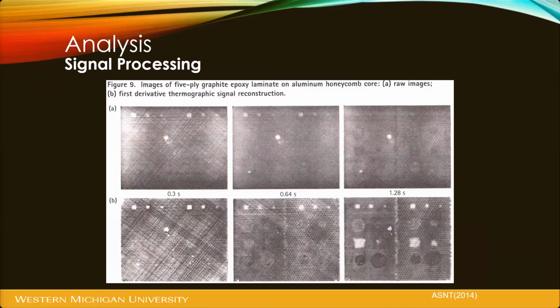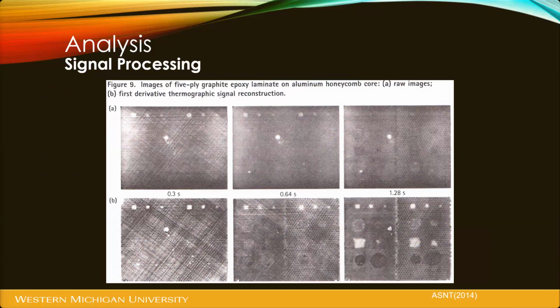But below, in this case, they ran an algorithm on the radiographic images called a first derivative thermographic signal reconstruction. I don't know the details of the algorithm. I'd have to go back and look at the paper, and it was lots of math that really isn't important for us. But what you can see here is, first off, in the first image, it made that fiber orientation stand out quite a bit more.